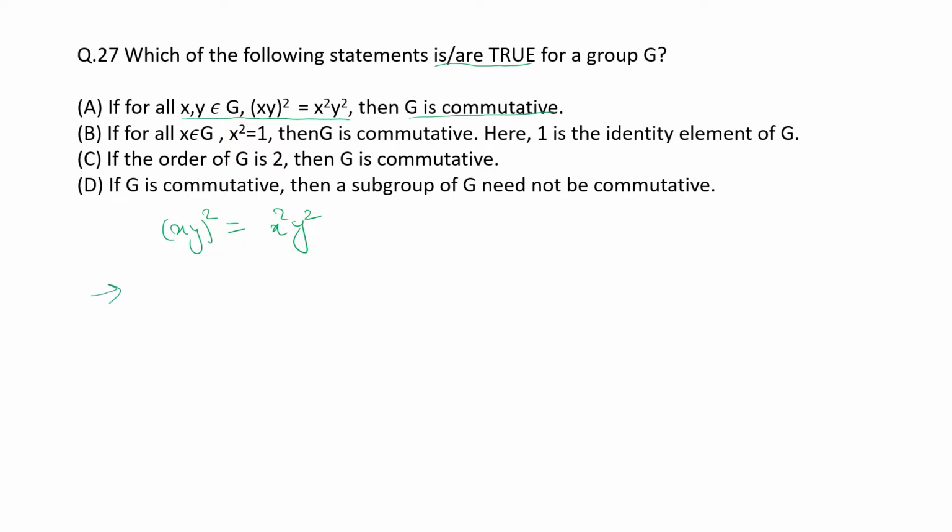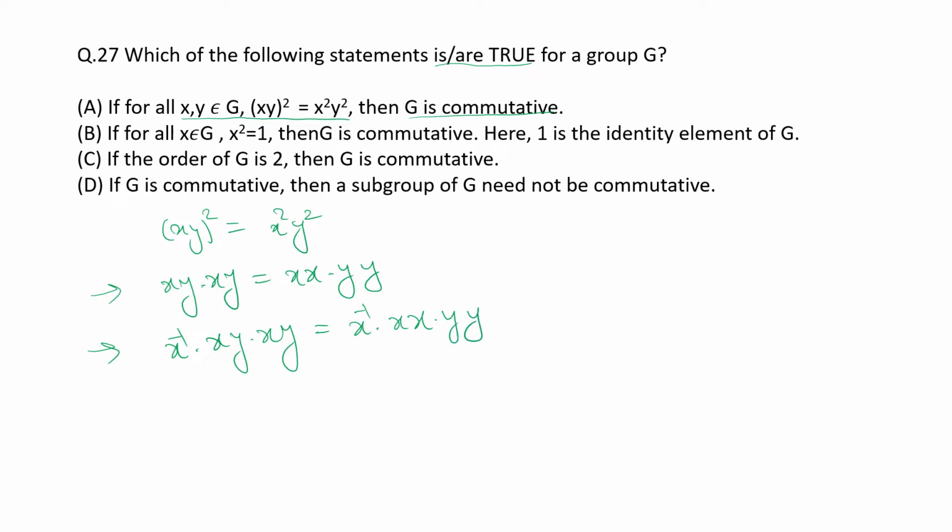Now we can expand this as xy dot xy equal to xx dot yy. Now let us multiply both the sides with inverse of x, or x power minus 1. That will give us xy dot xy equal to inverse of x dot xx dot yy. Now we can cancel out these two. Same on this side. That gives us y dot xy equal to x dot yy.